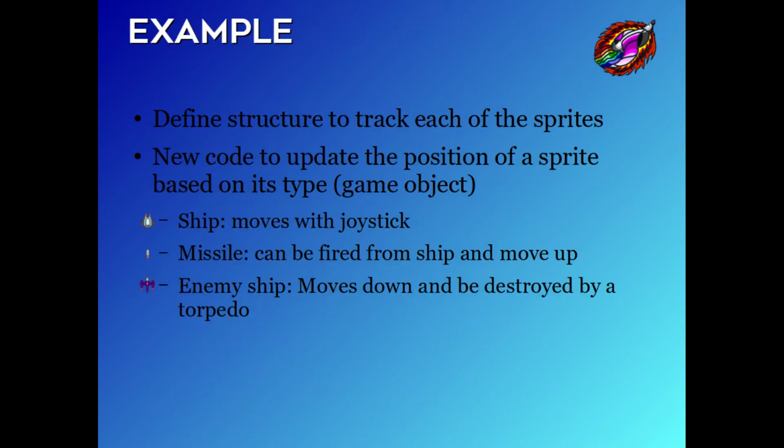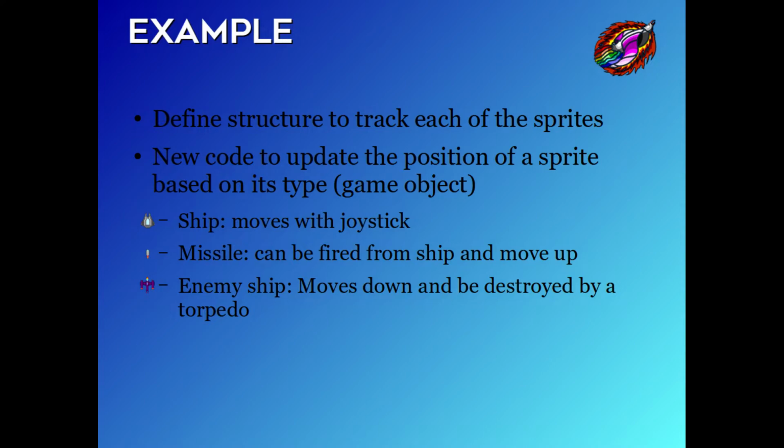All right, so what are we going to do with the example code today? The first thing I need to do is define a structure that's going to track each of the sprites. I'm going to be changing the code that updates the position of that single sprite to work with any of those sprites. In my code, I'm going to call this concept a game object. Instead of calling it a sprite necessarily, I'll call it a game object, because the game object is also going to know where to move and how to behave based on the logic of the game.